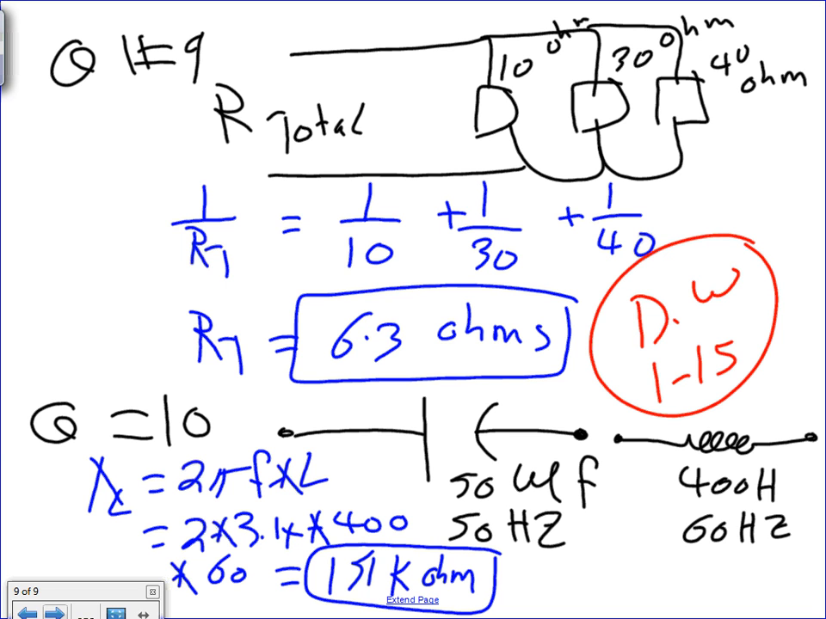Did I do it right? 151. My 5 looks nothing like a 5, but 151. 2 times 3.14 times 400 times 60 gets you 151. Any questions, guys, about this? Finding the impedance. 151.